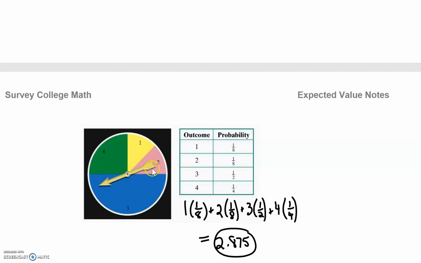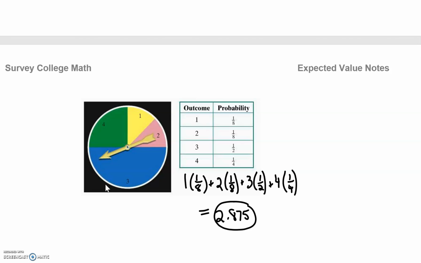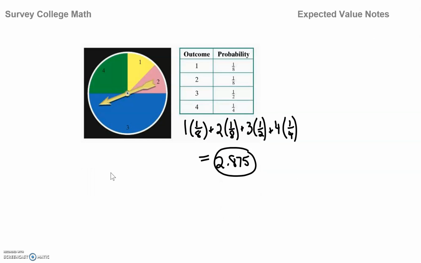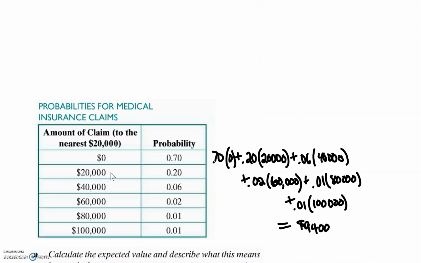Now there is no 2.875 on here, but what that tells me is that it's most likely going to be a 3 when I spin this. That's the most likely outcome.